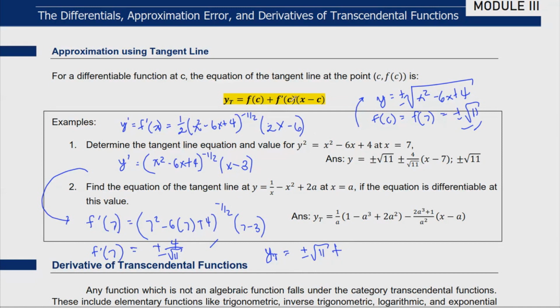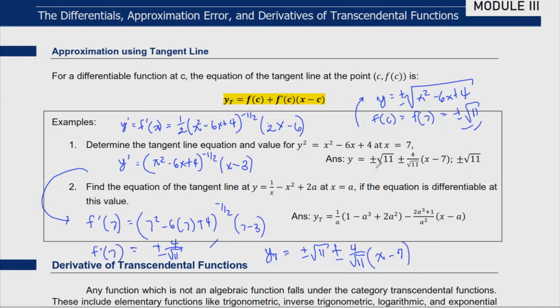And then we add this f prime of c, which is negative 4 over square root of 11. And then we multiply this with x minus c, which is 7. So this is our answer for this problem. And as you can see here, we've obtained the same answer.